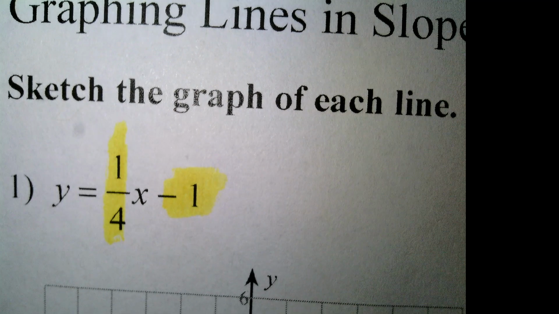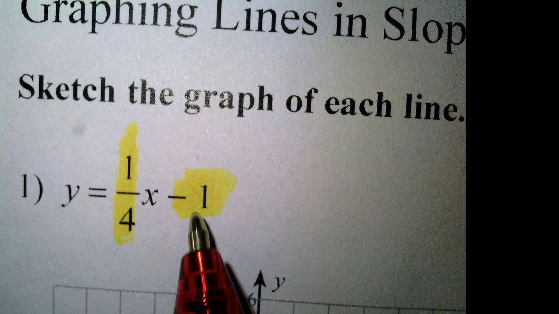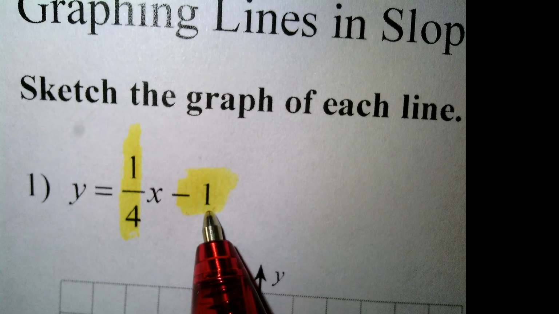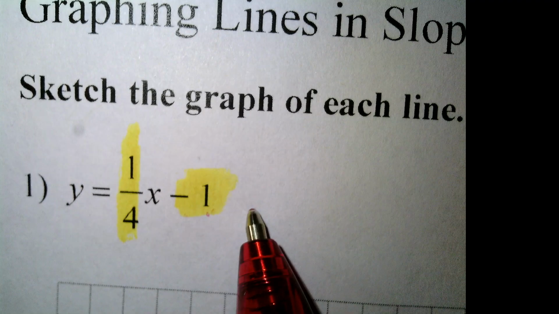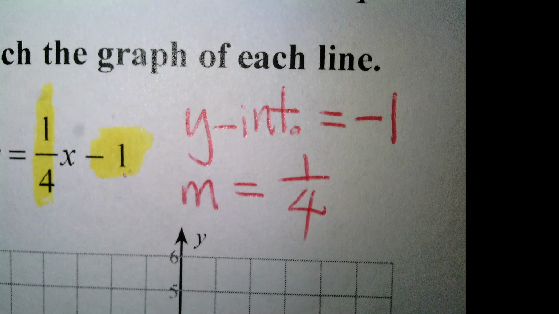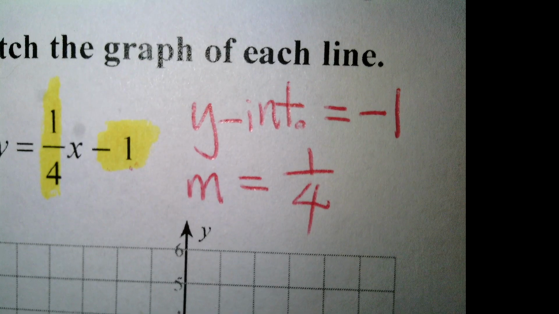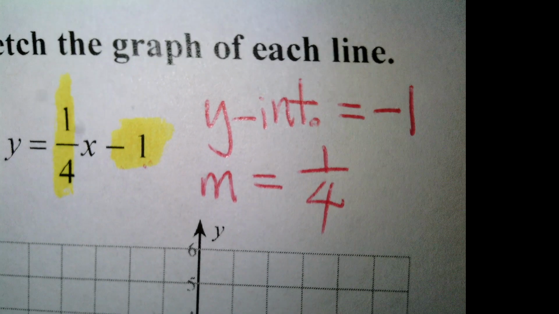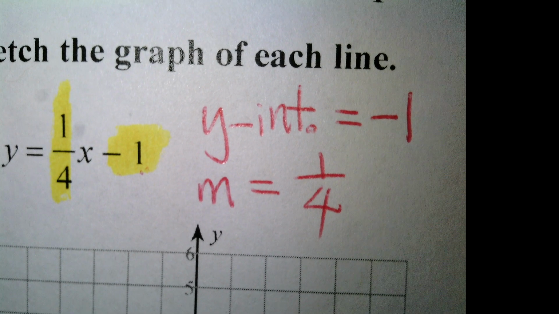Okay, so you see I highlight two numbers. The -1 is the point on the y-axis. So that's the y-intercept. The y-intercept is -1 and the slope is 1/4. Okay, first step, identify two values. Now that has nothing to do with calculation. Okay?